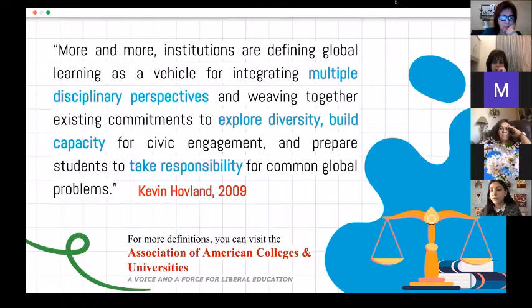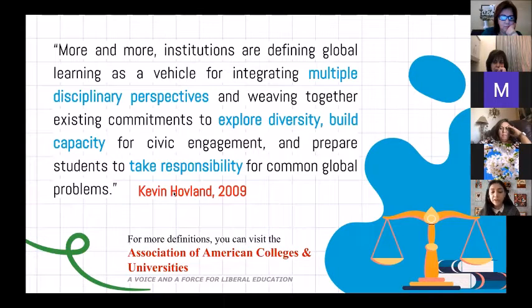And if you are keen on knowing more definitions, I can share the PowerPoint slides with you, and it's all interactive and linked. You can use this link for the Association of American Colleges and Universities. They have a list of definitions of what global learning is from different perspectives in different universities.